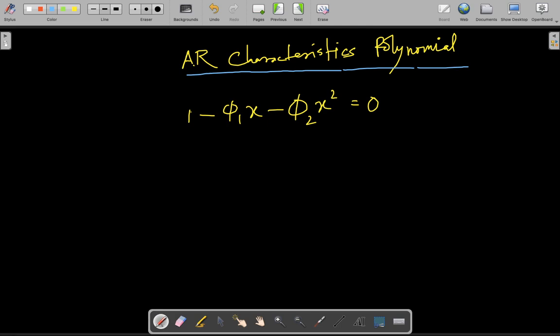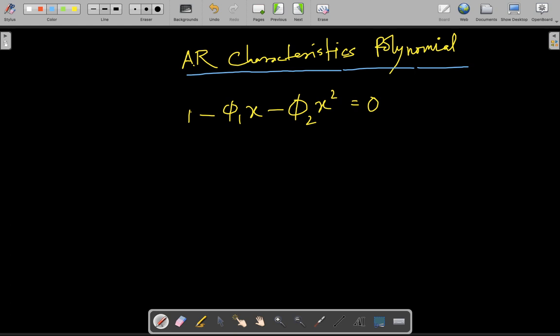In this class, we are going to start from where we left in the last class. That is basically, we spoke about the AR characteristics polynomial, right? So we wrote the form of AR characteristics polynomial equation. Now what we are going to do here is to basically obtain the roots of the AR characteristics polynomial.